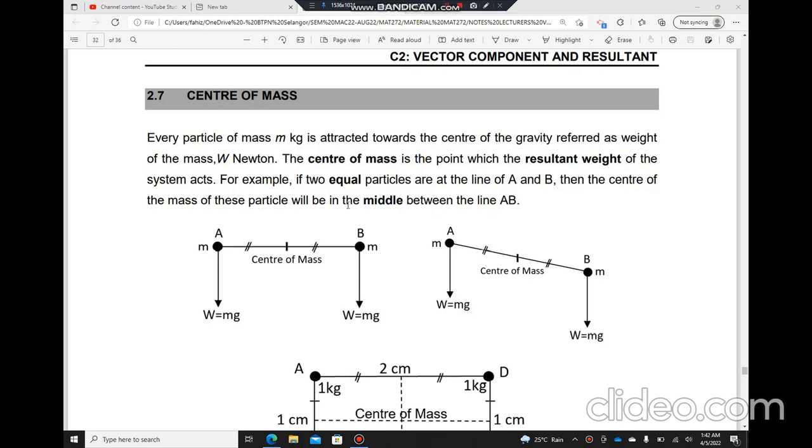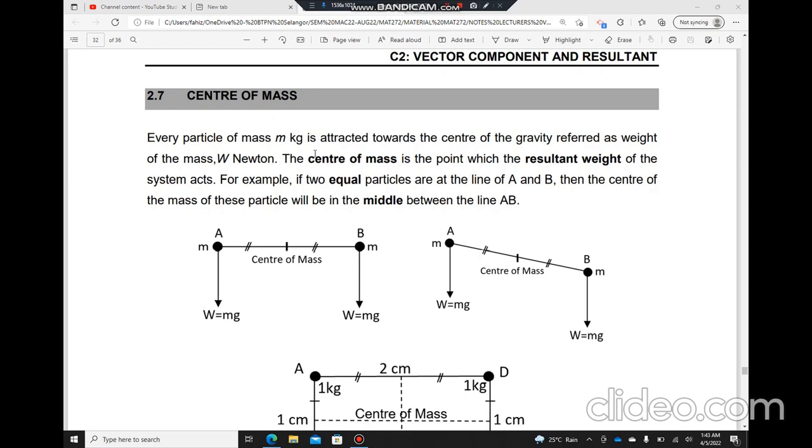Okay, so last topic for chapter 2, 2.7, center of mass. Every particle of mass m kg is attracted towards the center of gravity, referred to as the weight of the mass, W Newton. The center of mass is the point at which the resultant weight of the system acts. For example, if two equal particles are at line A and B, then the center of mass of these particles will be in the middle of line AB.